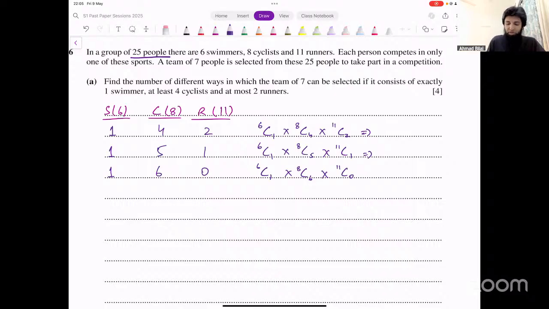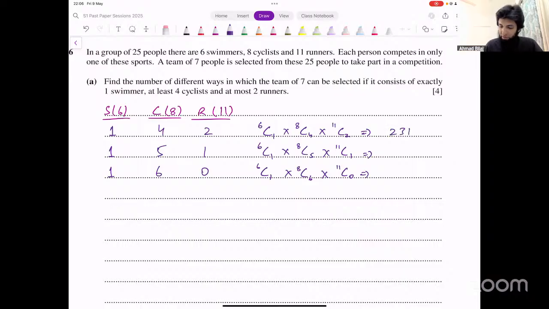There was no condition in the question that said that there has to be at least one runner. So in the last case, we are basically saying there's no one participating in the running competition, and that's okay. There's no condition that there has to be someone. Evaluate each of them separately and then add them up together.